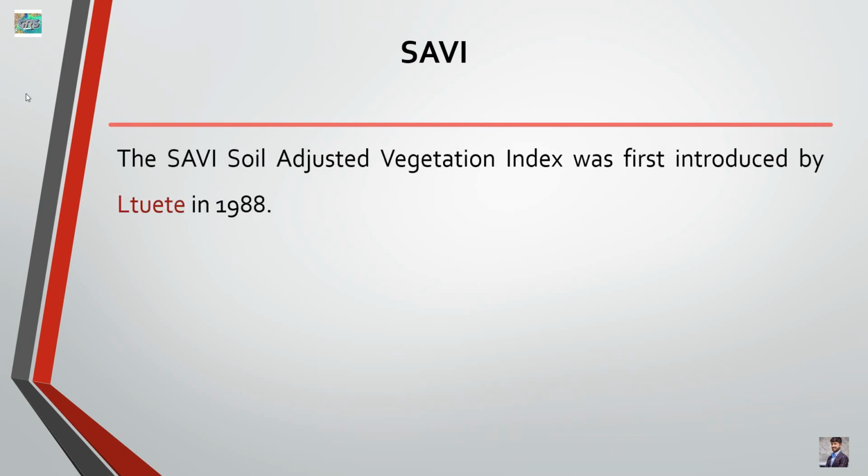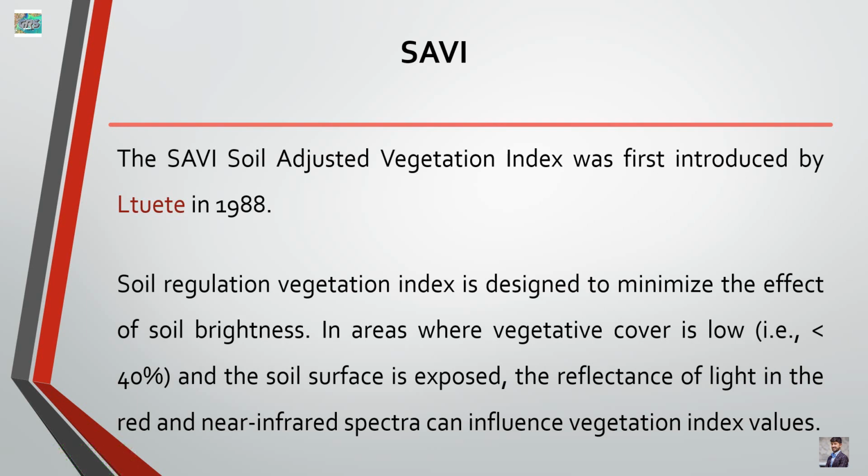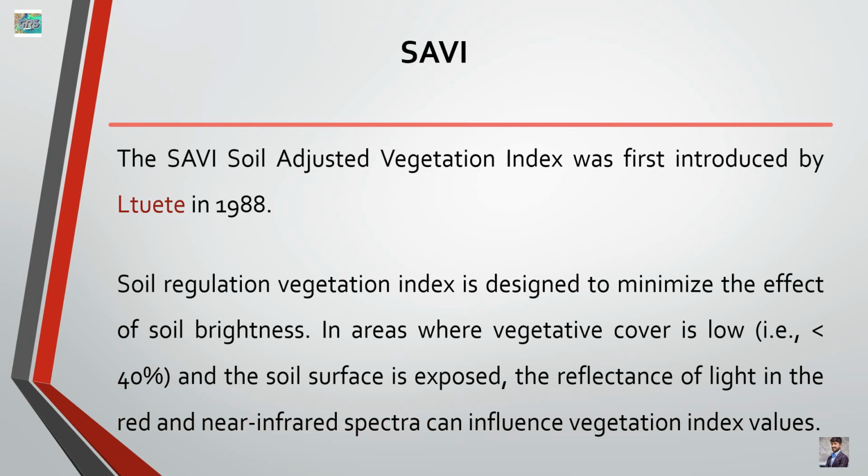SAVI, which means soil adjusted vegetation index, was first introduced by Huete in 1988. The soil adjusted vegetation index is designed to minimize the effect of soil brightness. That is the important thing about SAVI, minimizing the effect of soil brightness. In areas where vegetation cover is low, for example lower than 15%, and the soil surface is exposed, the reflectance in the red and near infrared spectra can influence the vegetation index.